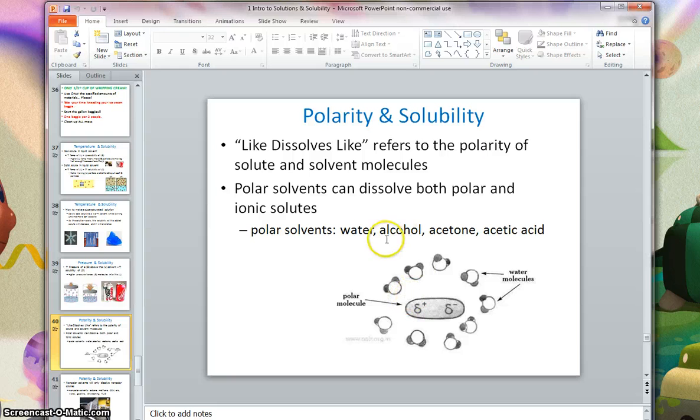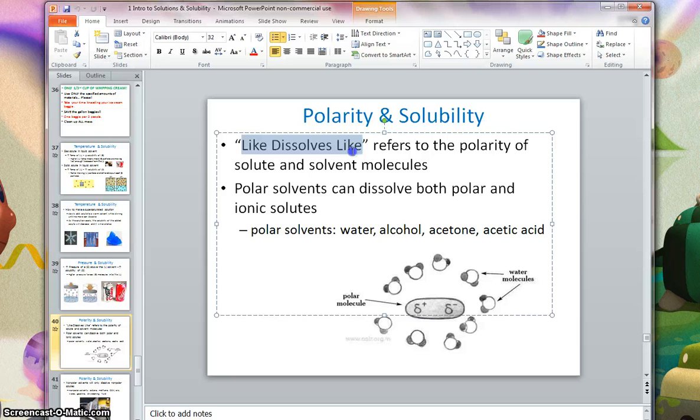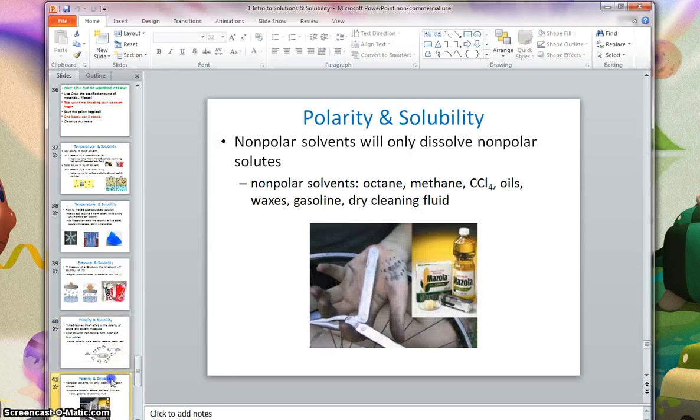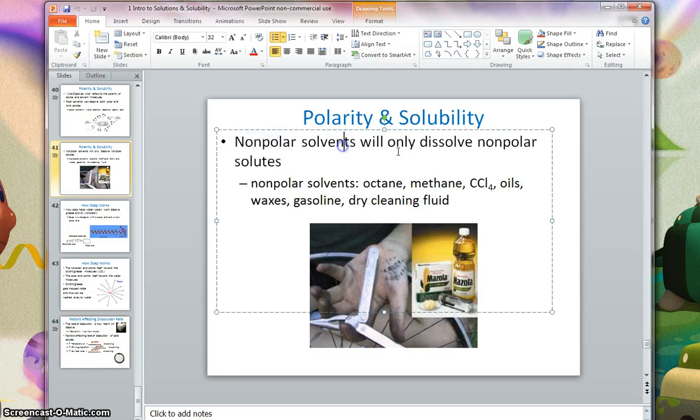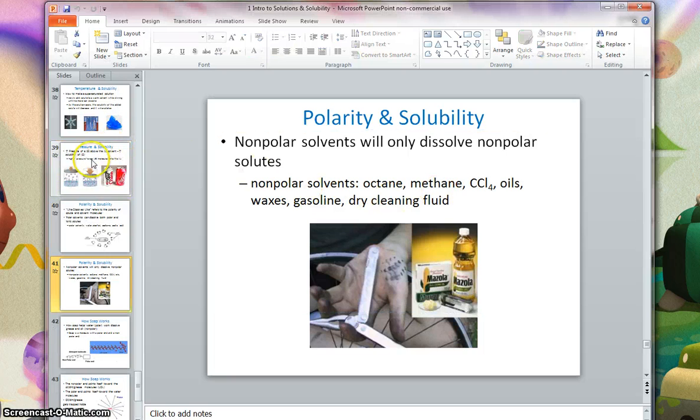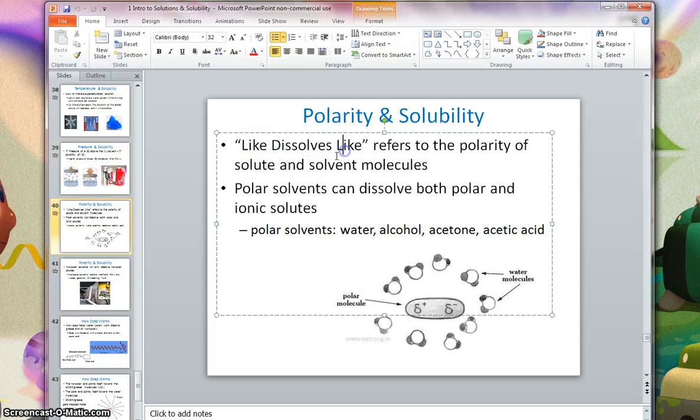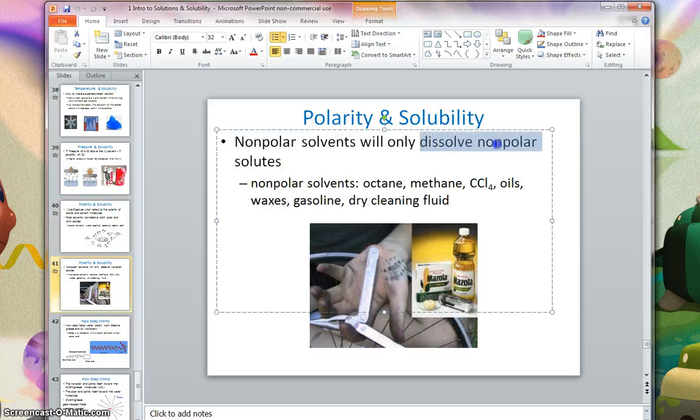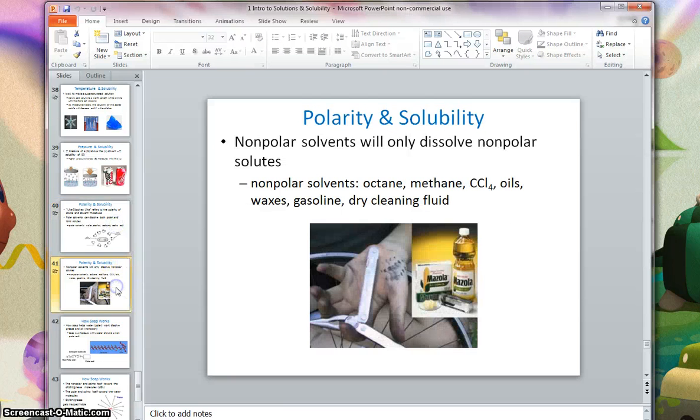All you need to remember for polarity for now is that like dissolves like. So polar solvents can dissolve polar and ionic solutes, because ionic and polar are the same thing. So polar with polar, and nonpolar with nonpolar. That's all you need to know: the fact that like dissolves like. Polar solvents dissolve polar, nonpolar dissolves nonpolar. All this other stuff, we'll go back to once we learn polarity.